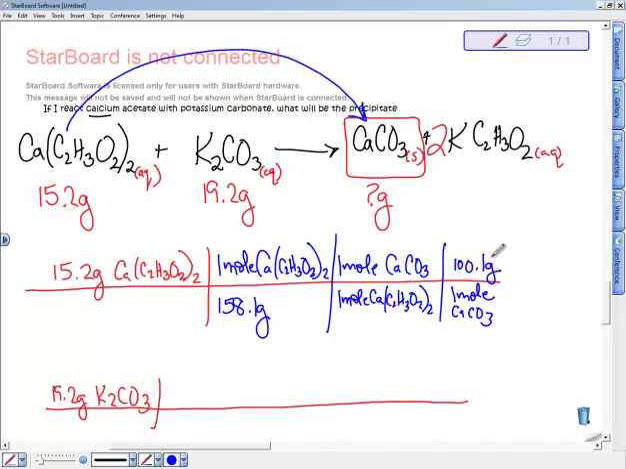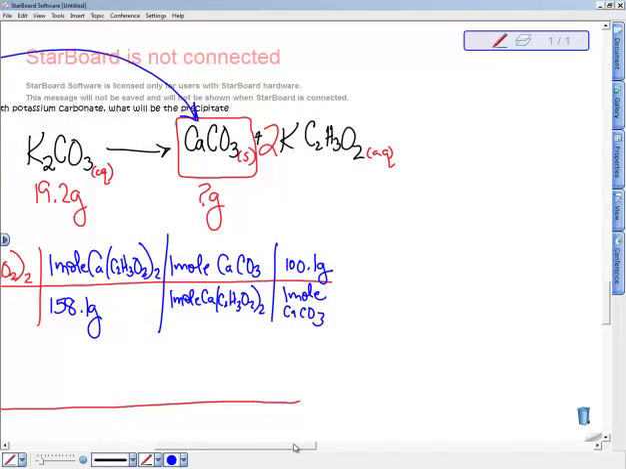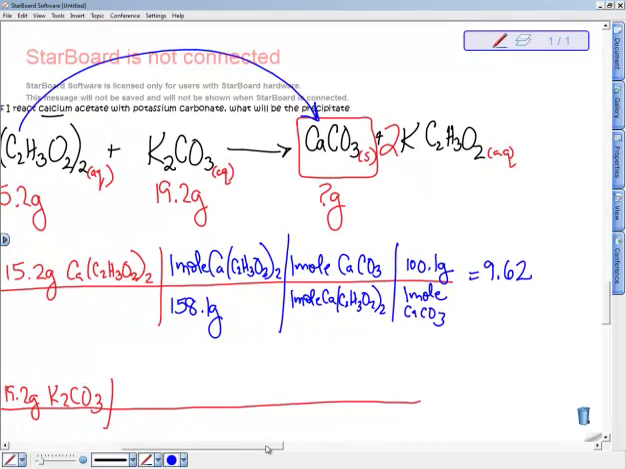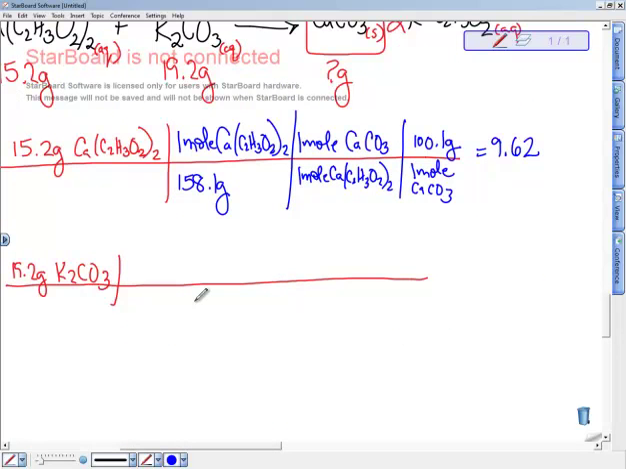Are we good? Alright, let's do some math. 15.2 divided by 158.1 times 100.1. Alright, for the first one, I got an answer of 9.62. I'm going to go with 3 sig figs. Alright, now we're going to set up the second one. That means technically you are going to have 2 different answers, right? Which one is going to be correct? The lesser amount is the maximum you can make. That will be your theoretical yield, okay?